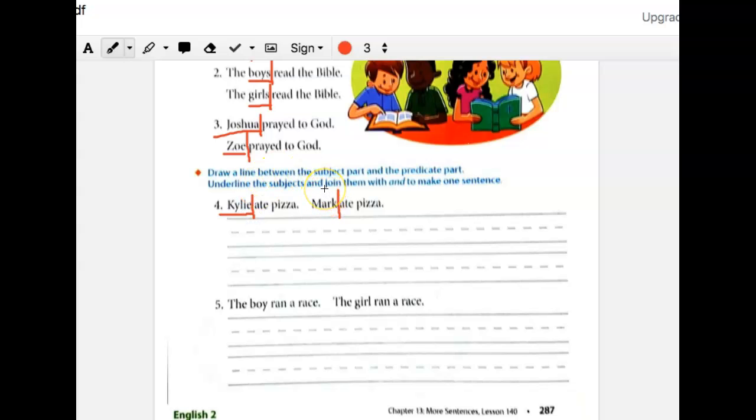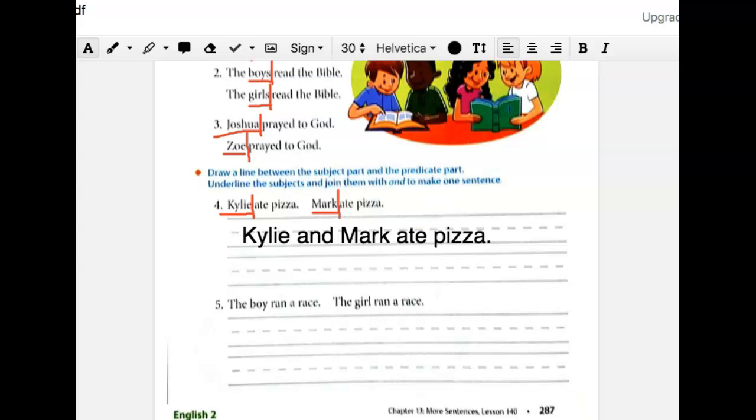And this sentence is about Mark, so the subject is Mark. So we can combine Mark and Kylie with the word and to make one sentence. Kylie and Mark. Then what is the predicate part? The predicate part is ate pizza, just like the first two sentences. So Kylie and Mark, these two subjects are combined with the word and because they have the same predicate. And now the combined sentence says, Kylie and Mark ate pizza.